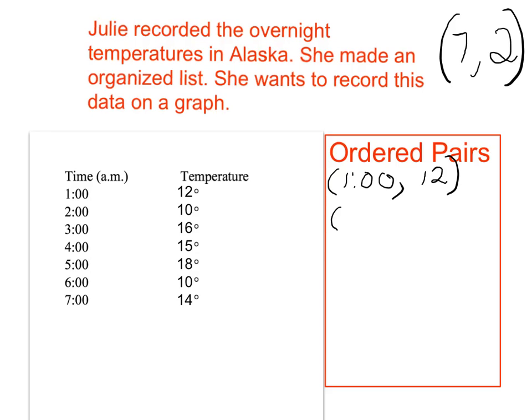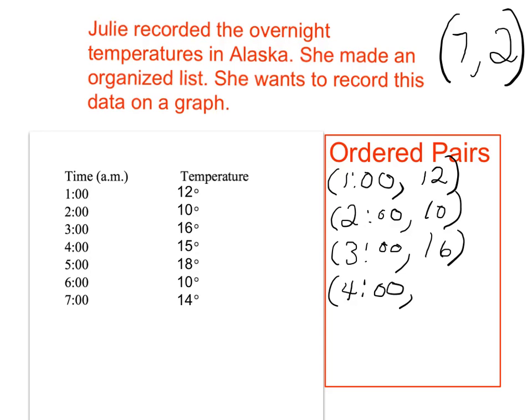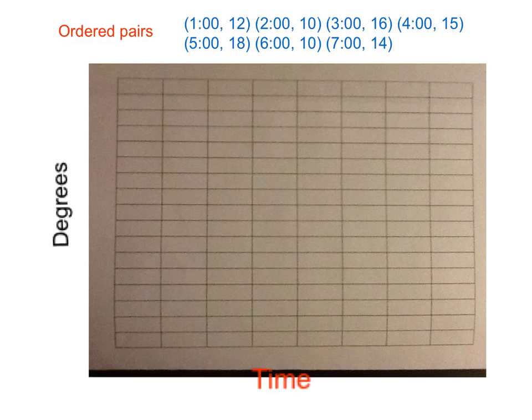Our second ordered pair will be 2 a.m. with the temperature of 10 degrees. Our next one, 3 a.m. with the temperature of 16 degrees. 4 a.m. with the temperature of 15 degrees, 5 a.m. And you can see I can just continue this pattern down the page to get my ordered pairs. Alright, so we're going to take those ordered pairs and we're going to put them into a graph.